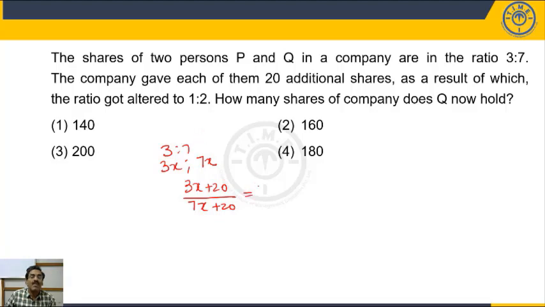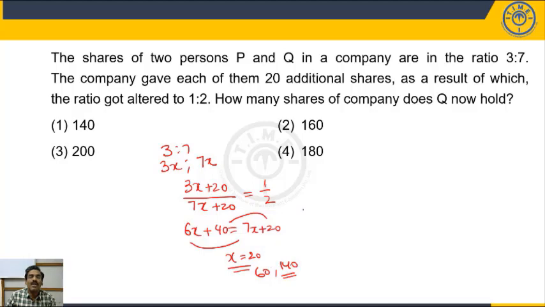He is saying 1:2. So cross multiply, we will be getting 2 times 3x, 6x, plus 2 times 20 is 40. And on the other side, (7x plus 20) into 1, that is 7x plus 20. So bring the 6x to this side and this 20 to the other side: 7x minus 6x is 40 minus 20, which is 20. So x is equal to 20. Basically P will be having 3 times 20 is 60, whereas Q will be having 7 times 20 is 140.